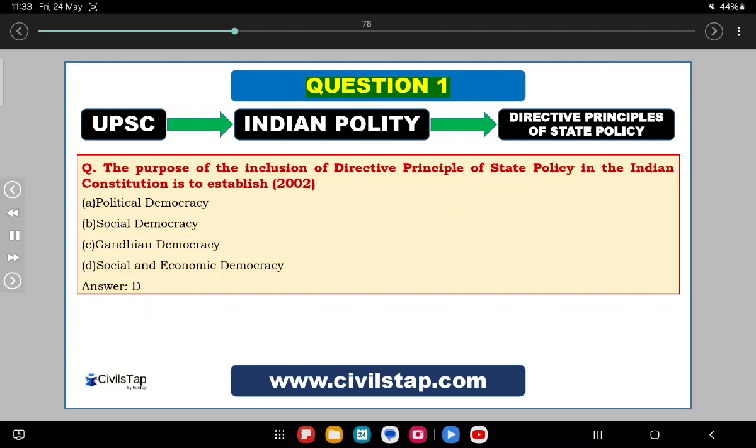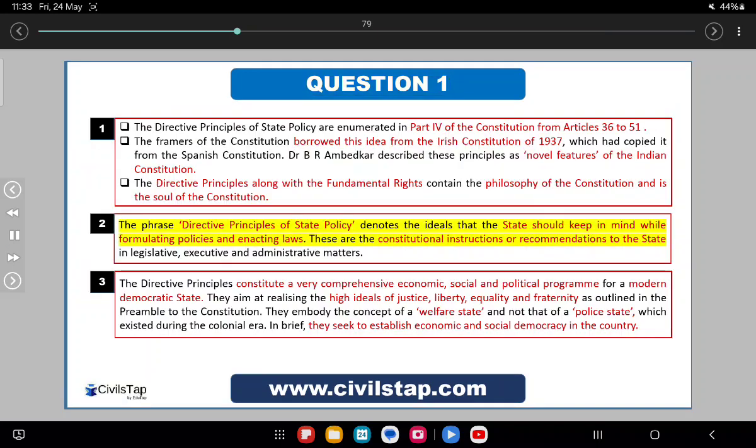Answer, D. Question 1. UPSC Indian polity, Directive Principles of State Policy. The phrase, Directive Principles of State Policy, denotes the ideals that the state should keep in mind while formulating policies and enacting laws. These are the constitutional instructions or recommendations to the state in legislative, executive and administrative matters. The Directive Principles of State Policy are enumerated in Part 4 of the Constitution from Articles 36 to 51.